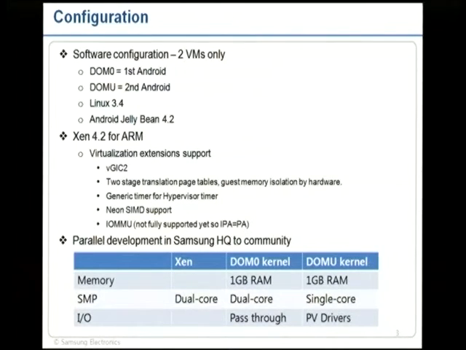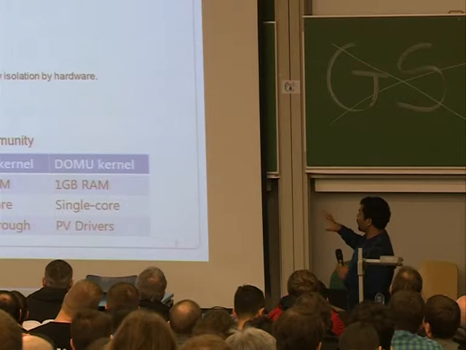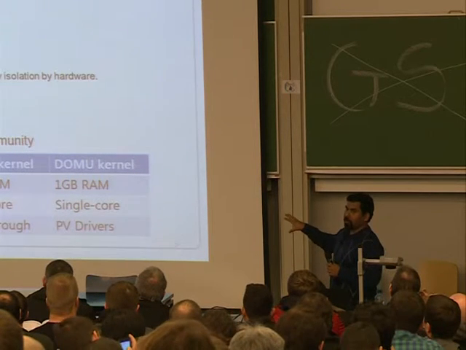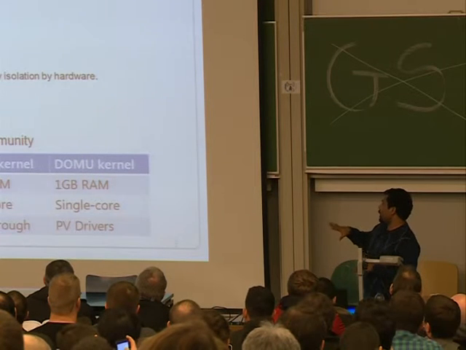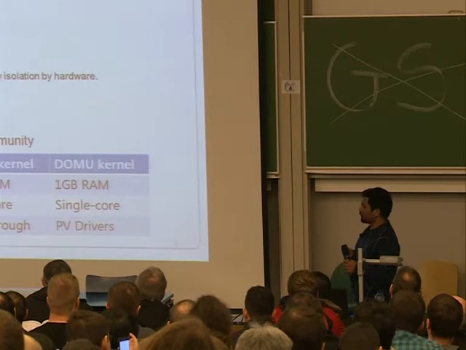This development was done in collaboration with Samsung HQ in Korea. As you see in the configuration, the Dom0 kernel has been assigned 1 GB of RAM, DomU 1 GB, and Xen is fully SMP aware, supports full SMP. Dom0 was also supporting SMP. The demo which we have supports single core DomU, but we have made lots of changes, and DomU now supports multi-core as well. The main difference I would like to emphasize here is that in the Dom0 kernel, all the IO devices are passed through, and the DomU kernel uses the PV drivers. So this is the whole configuration of the device.